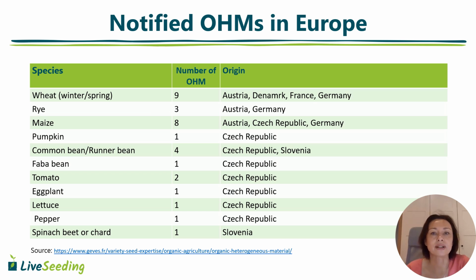On this slide, you can see the OHMs currently notified in Europe. The main crops are wheat, rye, maize, and beans, and there are also some vegetable OHMs listed. These OHMs are available on the market.